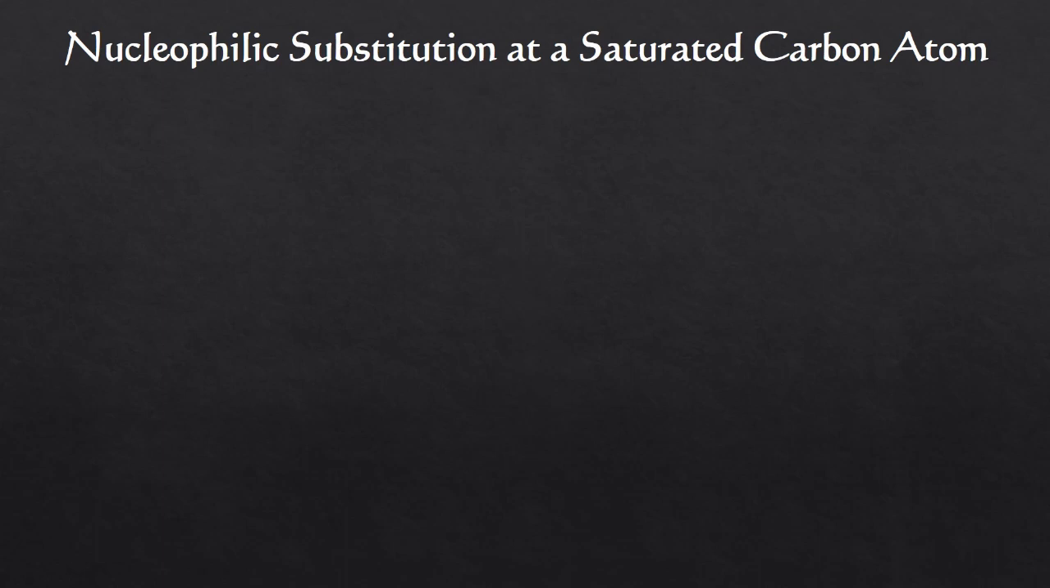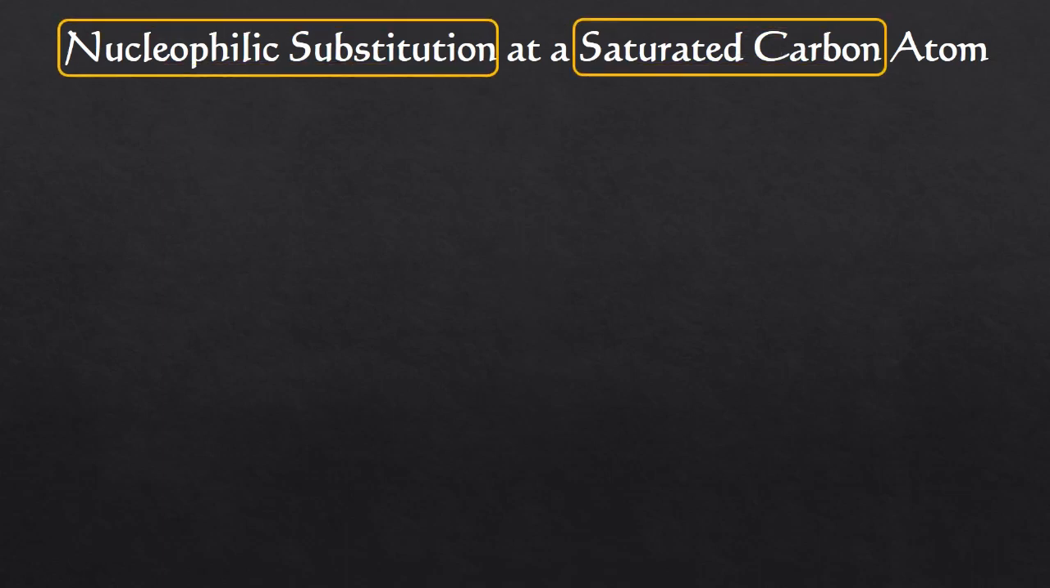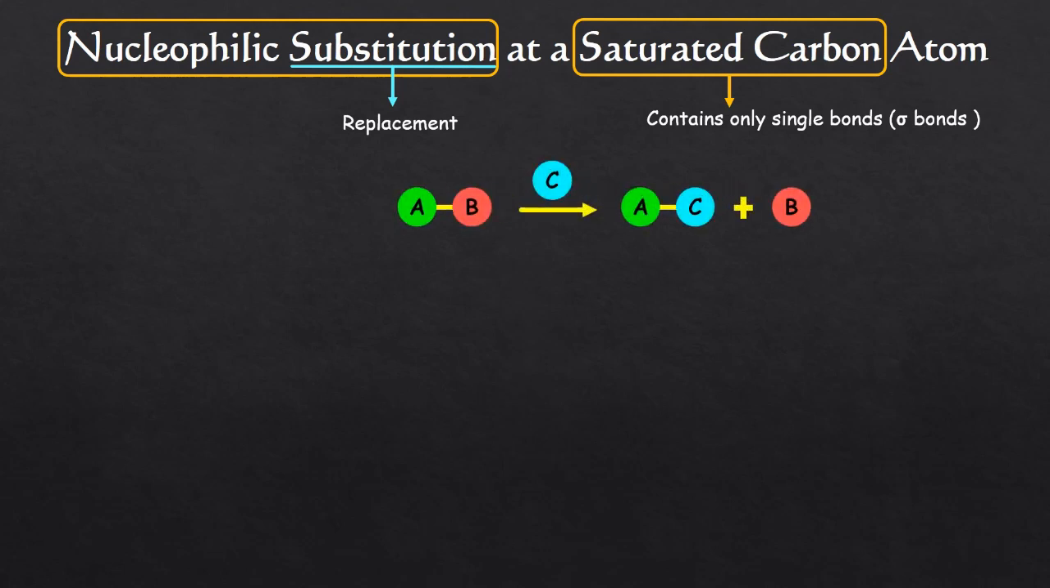So before starting, let us try to understand the title of the unit. So this unit is all about the saturated carbon that undergoes nucleophilic substitution. The carbon which contains only single bonds, or we can say sigma bonds, is called a saturated carbon. Now what is nucleophilic substitution? Substitution simply means replacing something. So the substitution reaction is all about replacing one atom or a group with any other group.